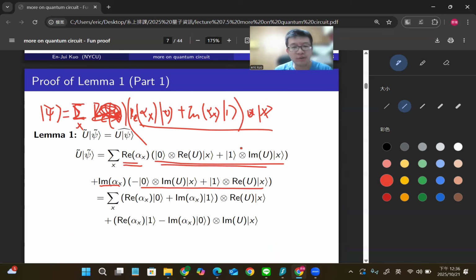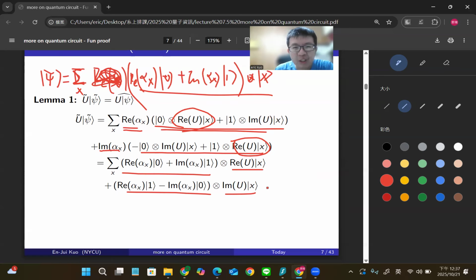Now we can collect everything. Let's collect the real part. The coefficient is the real part of alpha x 0 plus imaginary alpha x 1. And similarly for the imaginary part, we get real alpha x 1 minus imaginary alpha x 0. So hopefully you can check it by yourself, but I typed it so that it's not so difficult, so that I can easily present.